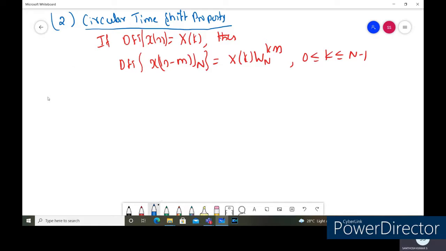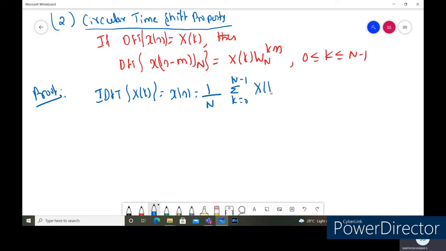In order to prove this, let us consider the proof of this property. We consider the IDFT formula. The IDFT of x of k, which is x of n, is 1 by n summation k equals 0 to n minus 1 of x of k into omega n to the power of minus k into n. That is the IDFT formula we are going to consider.